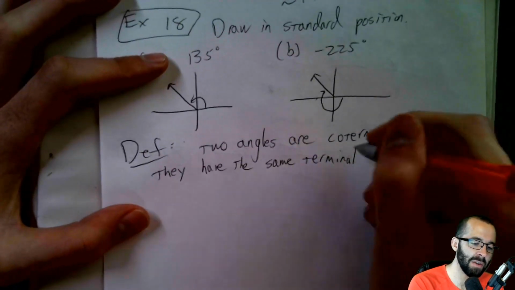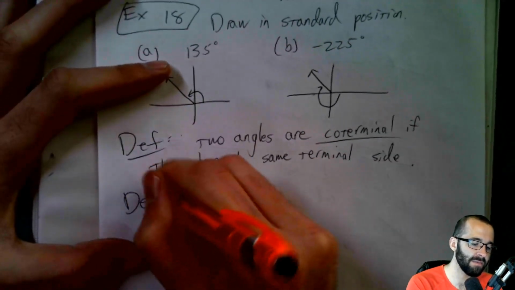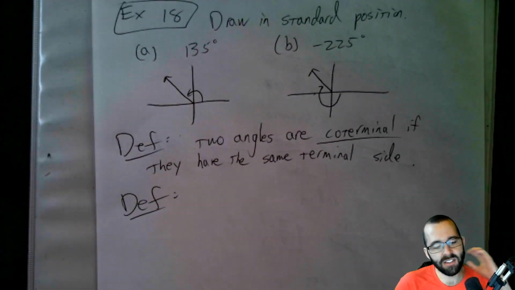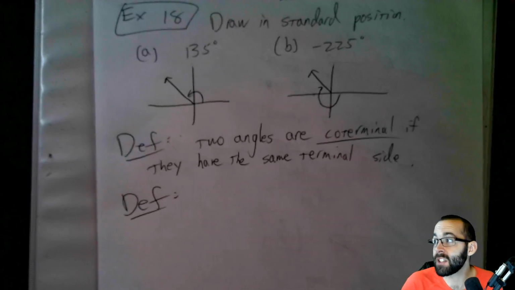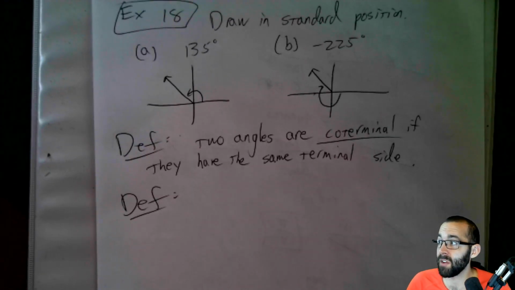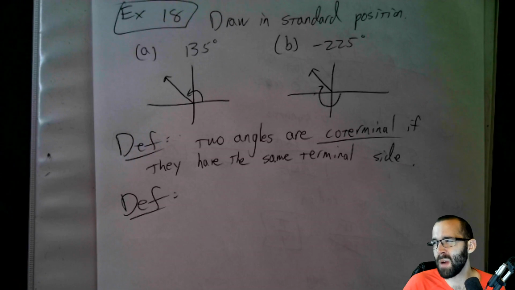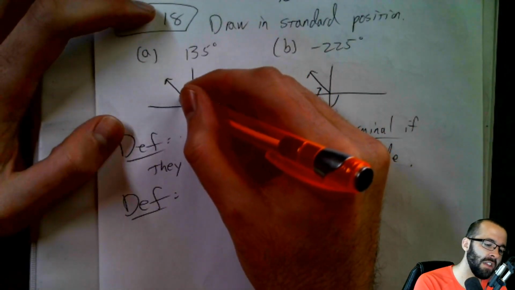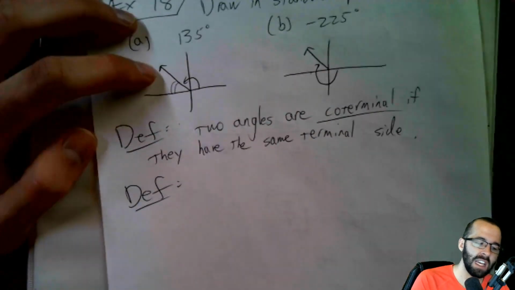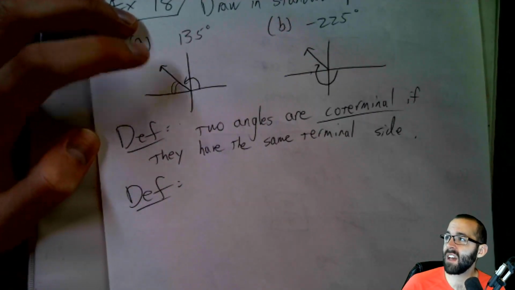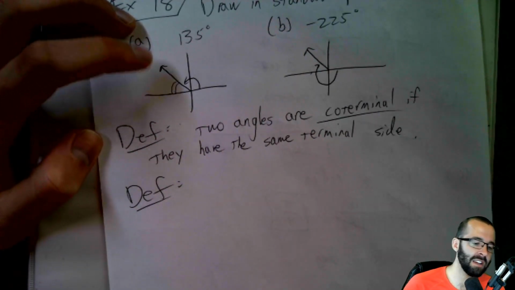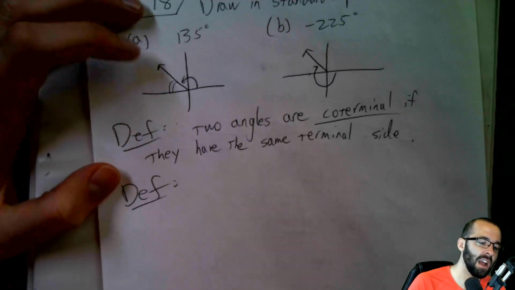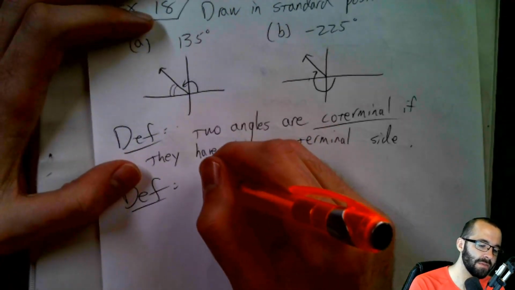Good. And while we're at it, let's do another definition. Something else that's really important and is going to be extremely important starting in 7.2, which we're getting into probably on Tuesday, is the idea of this angle right here. If you look at the terminal side, what is the angle that it makes with the x-axis? And that's called the reference angle.